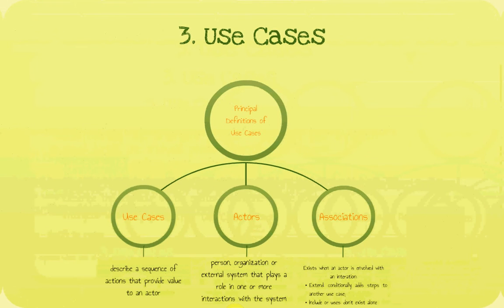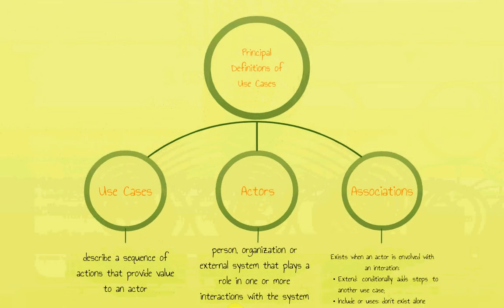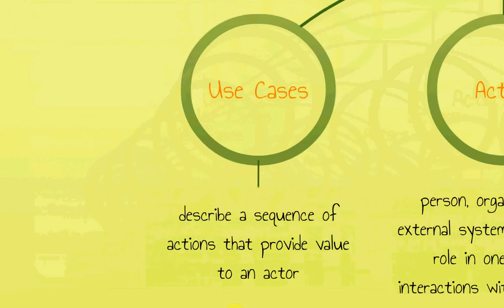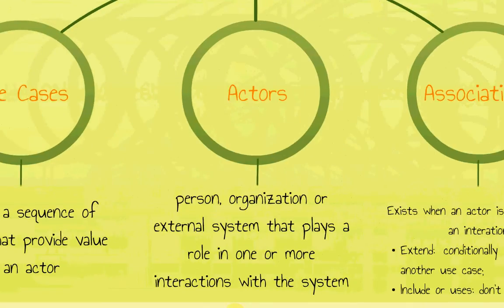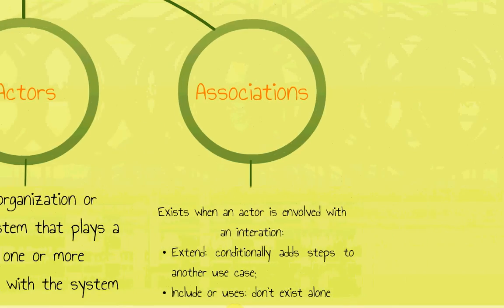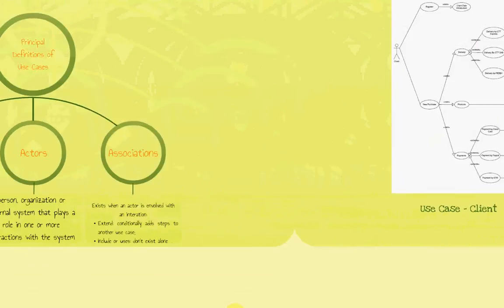We have 3 principal definitions of use cases. Use cases, which describe a sequence of actions that provide value to an actor. An actor can be a person, organization, or external system that plays a role in one or more interactions with the system. And associations, which exist when an actor is involved with an interaction. They can be extended, which conditionally add steps to another use case, or include or uses that don't exist alone.